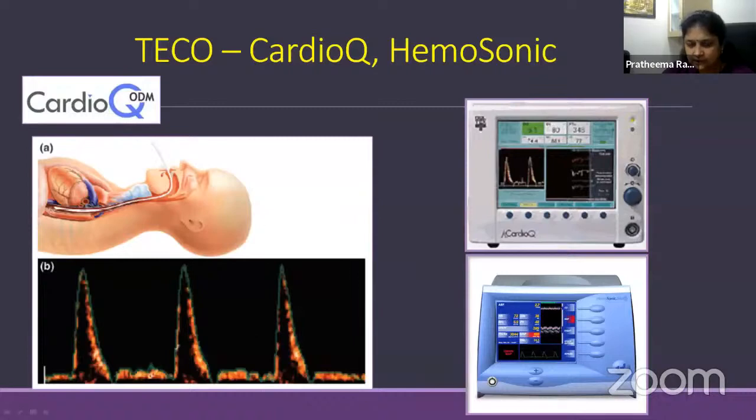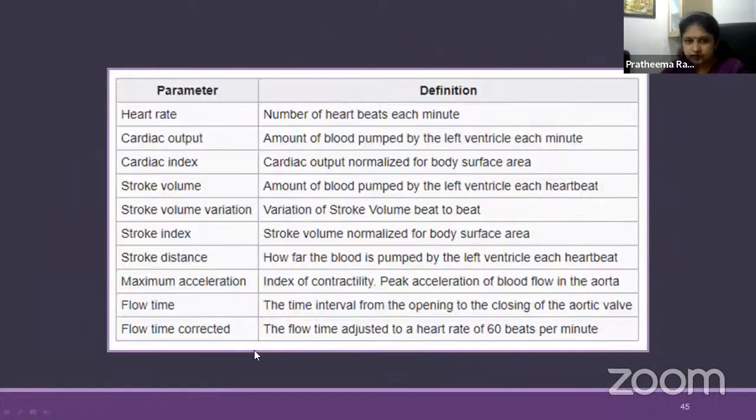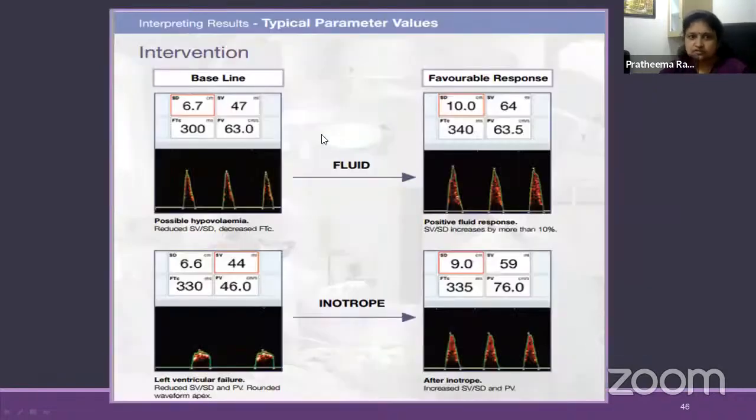Every time blood crosses the aortic valve, the root of the aortic valve, it is seen like this. A lot of variations and parameters are seen. Flow time is very, very important. The flow time is measured, and it is the FTC which is important. This FTC is corrected and adjusted to a heart rate of 60 beats per minute. So this is how it looks.